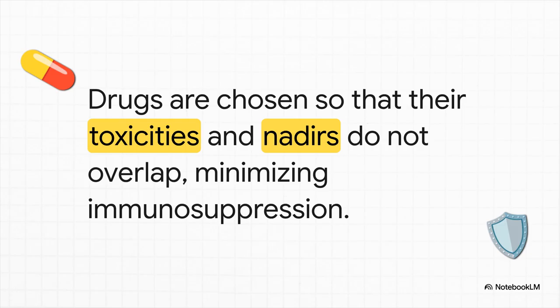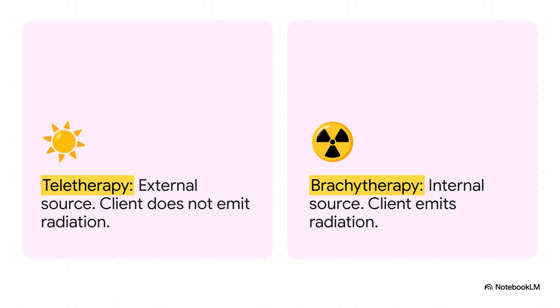So what's a nadir? It's basically rock bottom. It's the absolute lowest point of bone marrow activity and white blood cell count after a chemo dose. By intentionally staggering these medications so their nadirs hit at completely different times, we're actively preventing a catastrophic, life-threatening wave of immunosuppression. Now, while chemo tackles systemic spread, radiation is our precision, localized weapon. And this brings up a literal life or death distinction in radiation therapy.